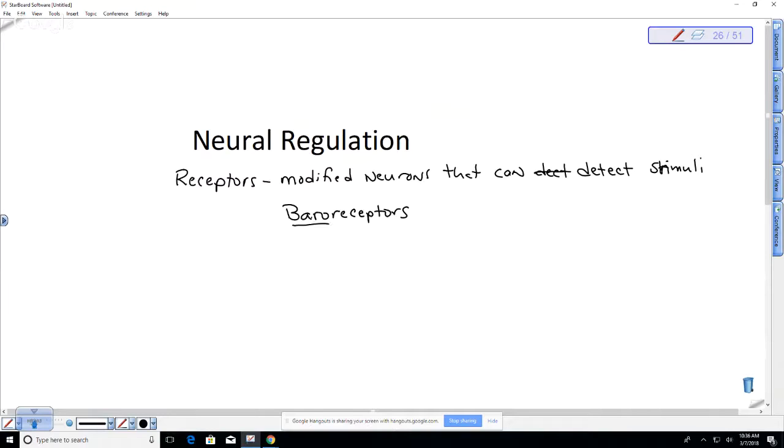So where have you heard baro before? That's B-A-R-O. In terms of pressure, what do we measure atmospheric pressure with? A barometer, right? So baroreceptors are measuring blood pressure, the pressure exerted on the wall of a vessel. And we have baroreceptors in what are called our carotid sinuses. These are near the carotid arteries, which we'll talk about, which deliver blood to the brain.